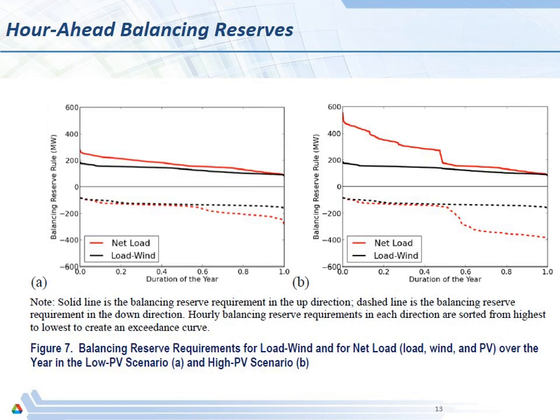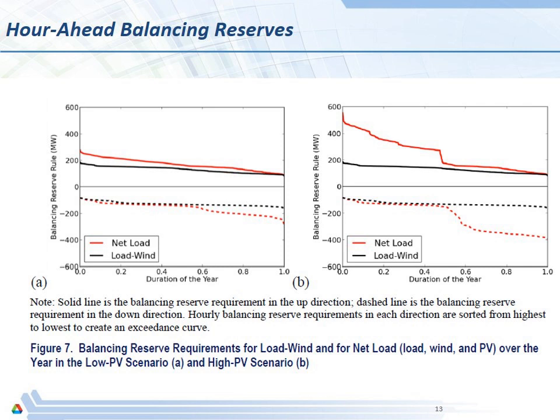So now I'll start to present some of the results from this case study. So we went through that process of estimating what the balancing reserve rules would be required for hour ahead. And we applied that methodology to a case that was just done for load and wind, but didn't include any PV. So that's what's shown in this black line here. And then we also did that for a case that has load, wind, and PV, and we calculate those balancing reserve rules again in the red line.